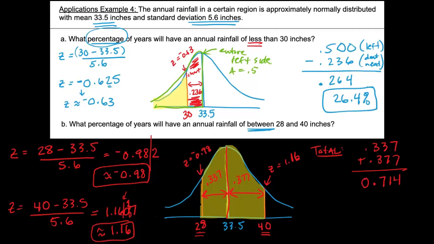And then since the question asks for the percentage of years, I'm going to move that decimal 2 spots to the right, which gives me 71.4%. So 71.4% of years are going to have an annual rainfall between 28 and 40 inches. So now let's look at example 5.